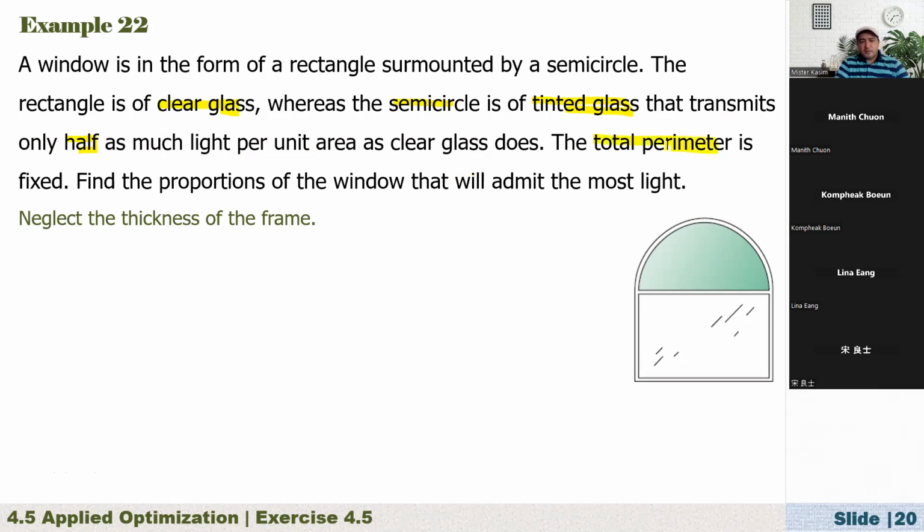The total perimeter is fixed, is constant. Find the proportions of the window that will admit the most light.